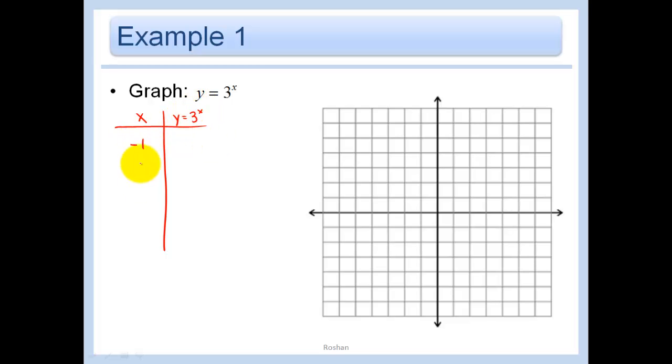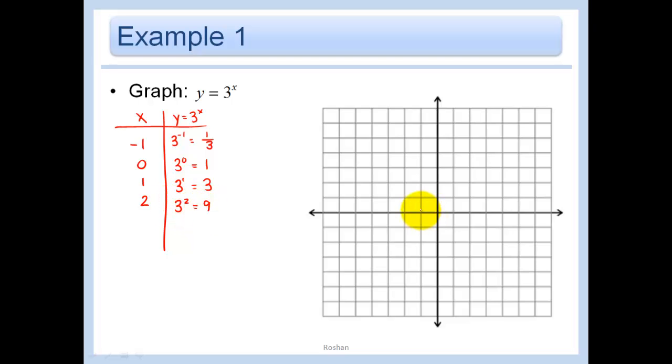Let's just put in -1, 0, 1, and 2, and let's see what we get out. When we do 3 to the -1 power, well, we know now that is 1/3. When we do 3 to the 0 power, we get 1. 3 to the first power is just 3. And then 3 squared is 9.